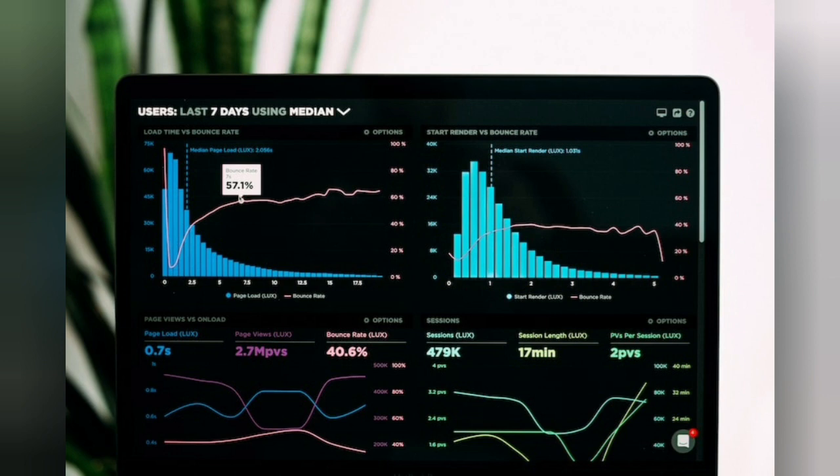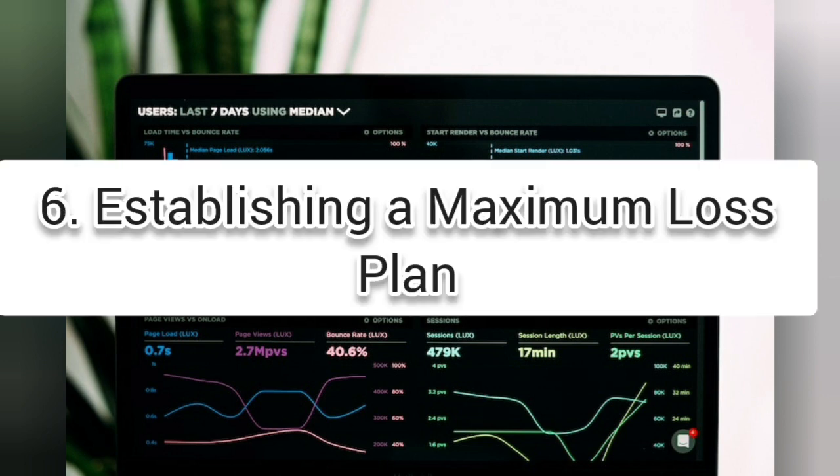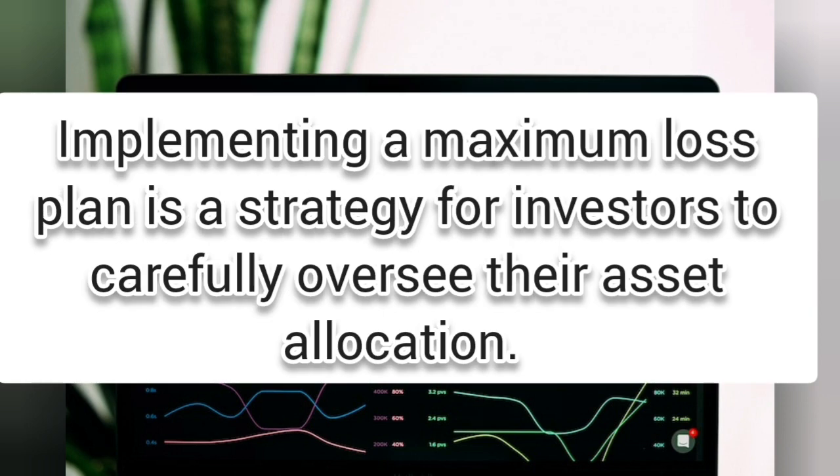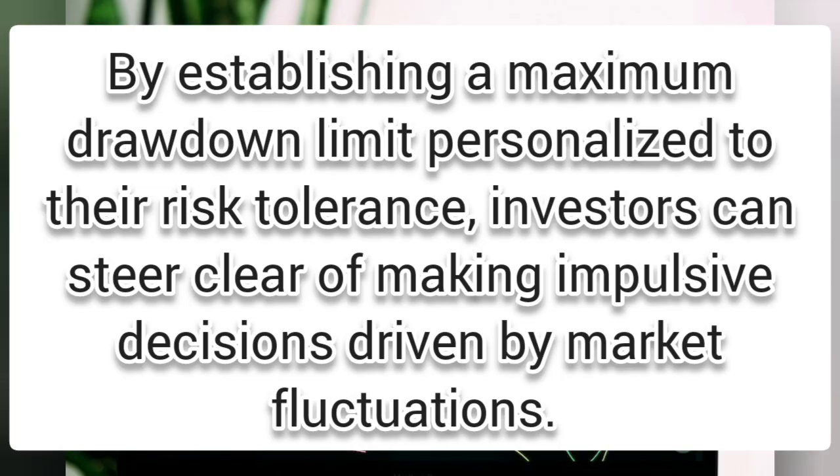Last one is the establishing a maximum loss plan. Implementing a maximum loss plan is a strategy for investors to carefully oversee their asset allocation. By establishing a maximum drawdown limit personalized to their risk tolerance, investors can steer clear of making impulsive decisions driven by market fluctuations.